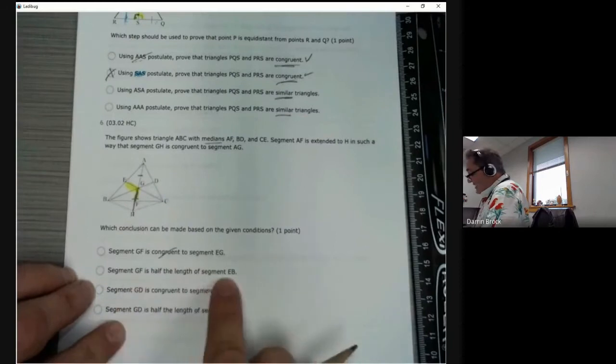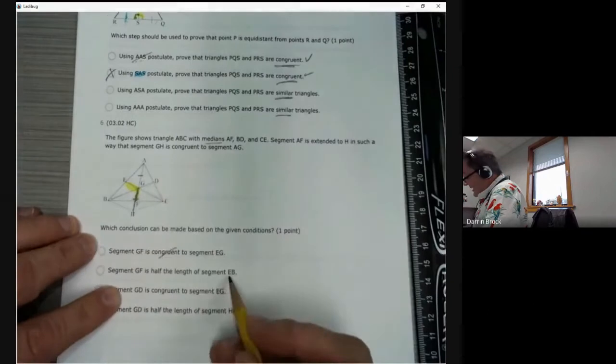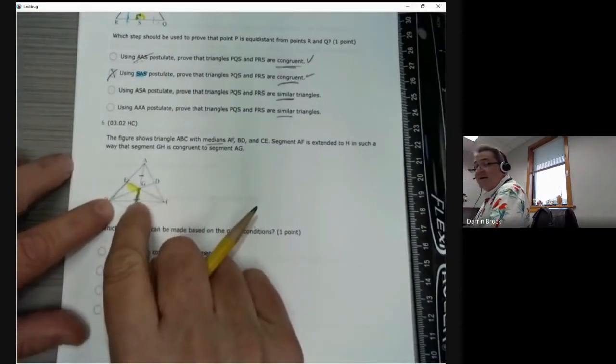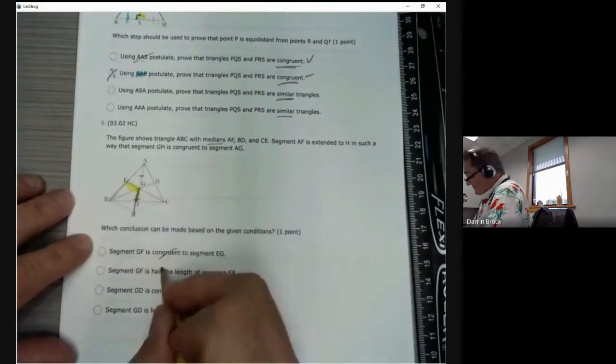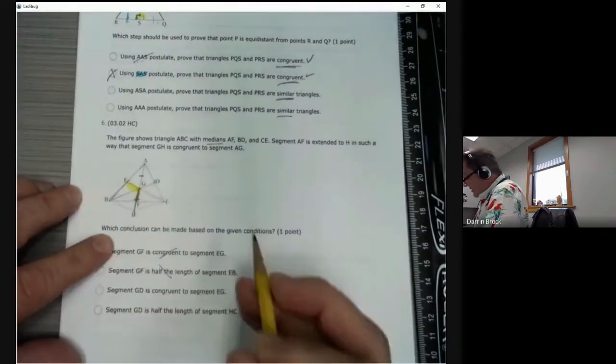GF is half the length of EB. GF right here, just the short part, and EB. We have nothing conclusive to say that this is half the length of this. GD, right here to here, is congruent to EG.